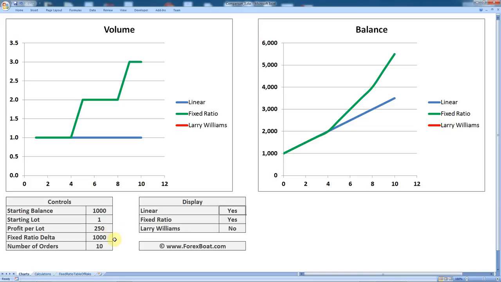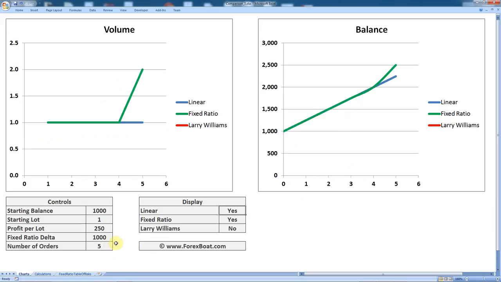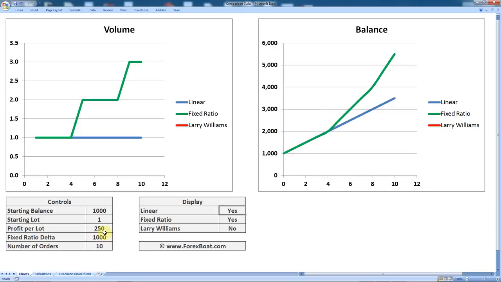Fixed ratio delta is the parameter that is only relevant to the fixed ratio method, and as we discussed in the previous section, it basically tells you how long you stay in each one of these steps over here. So the higher the delta, the longer you are in that step, but the more conservative your trading is. The lower the delta, the faster you get out of the steps, so the faster you go up the steps, but the riskier you're trading. And number of orders is basically how many orders you want to visualize. If I type in 20 here, I'll see more orders. If I type in 5, I'll see fewer orders. So let's put it back at 10.